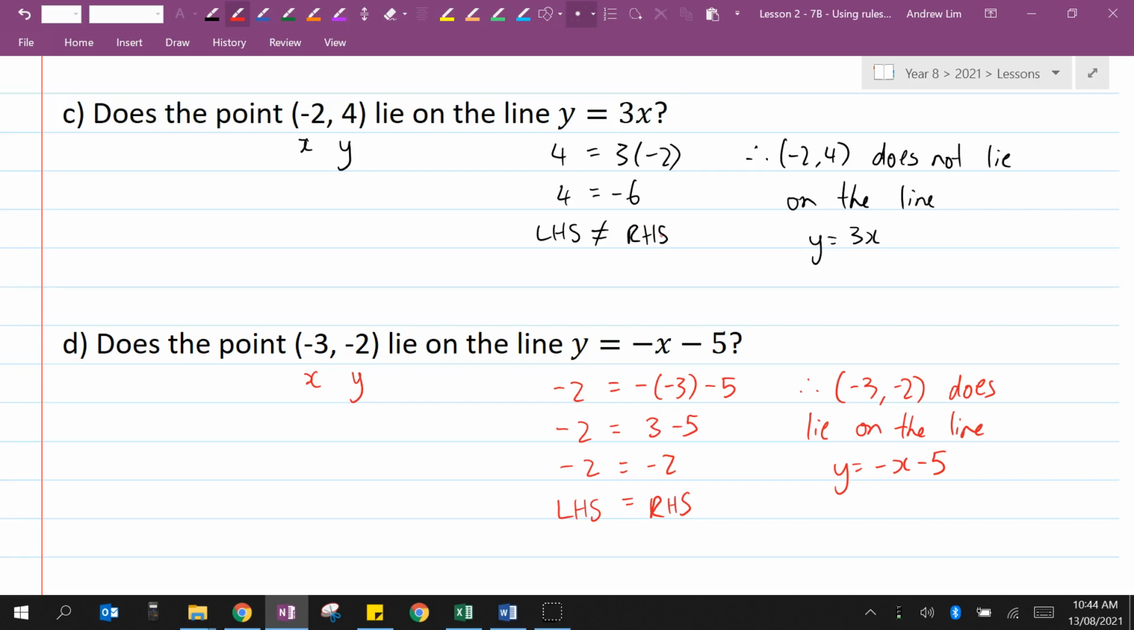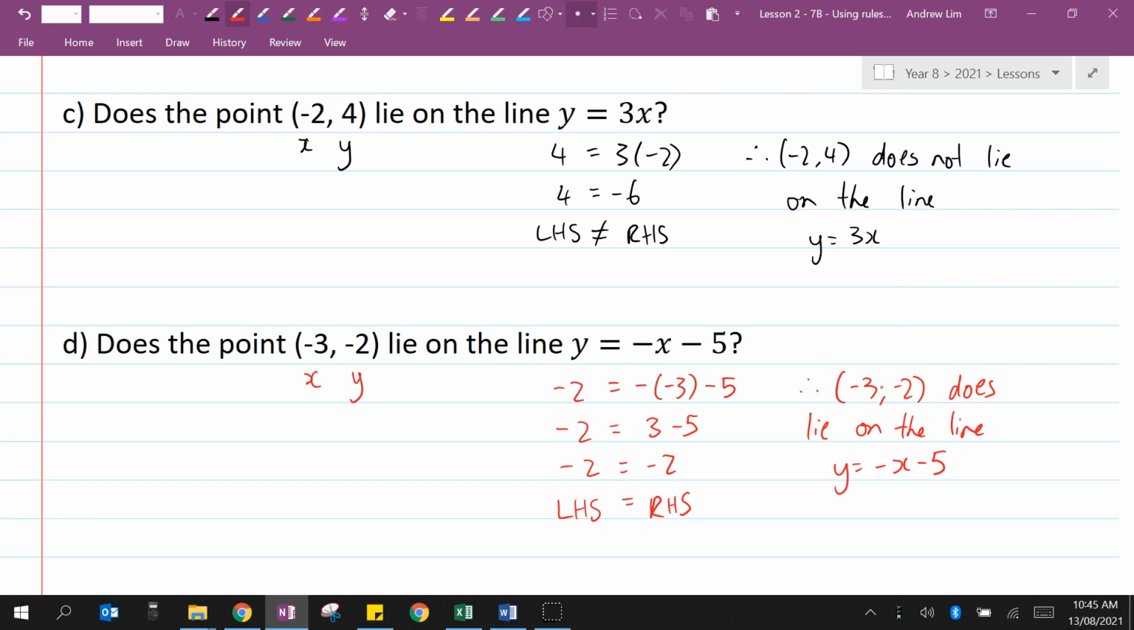Question D, we can substitute y as minus 2 where y is, and minus 3 where x is. So minus 2 is equal to minus minus 3, minus 5. Minus 2 is therefore equal to positive 3 minus 5. We've got minus minus 3 is positive 3, and 3 minus 5 is minus 2. So we can see that the left-hand side does equal the right-hand side, and therefore we can conclude that (-3, -2) does lie on the line y equals minus x minus 5.